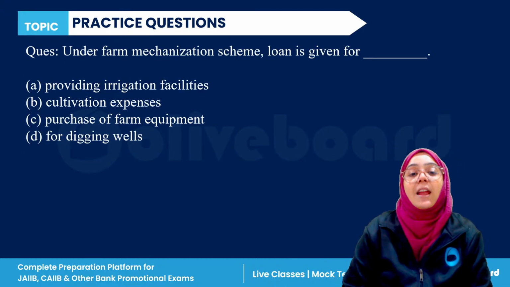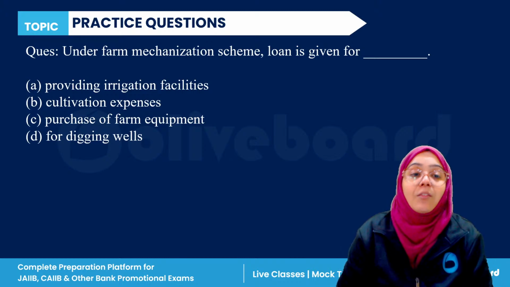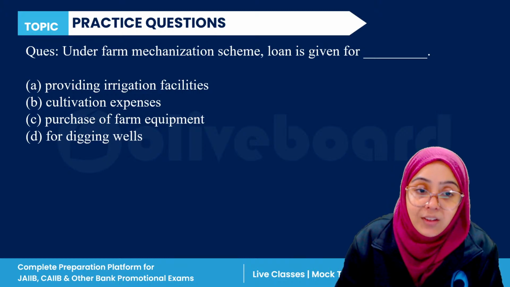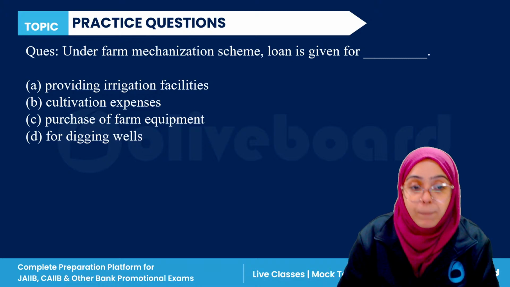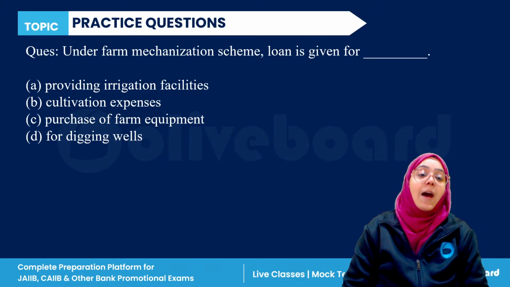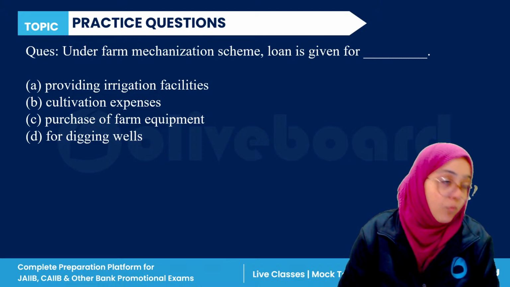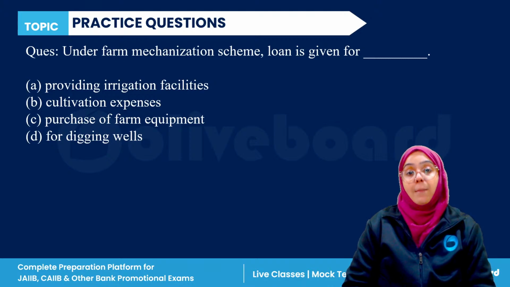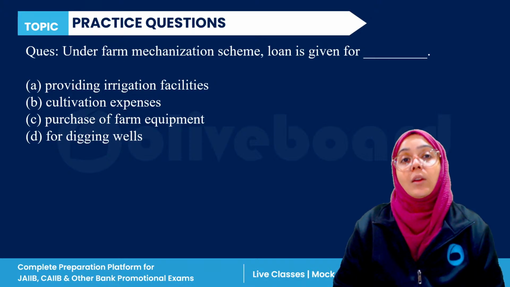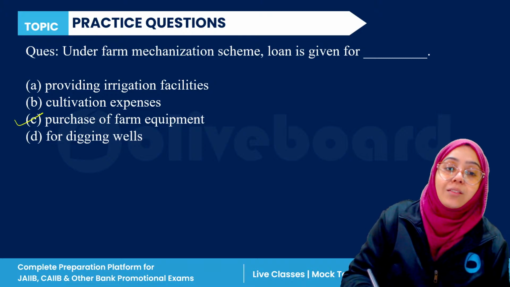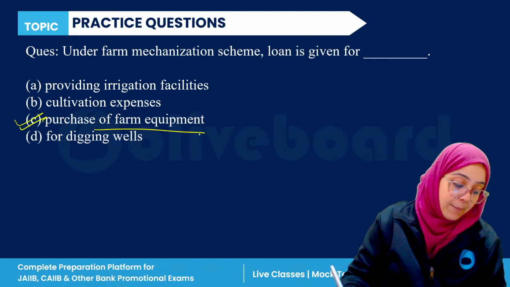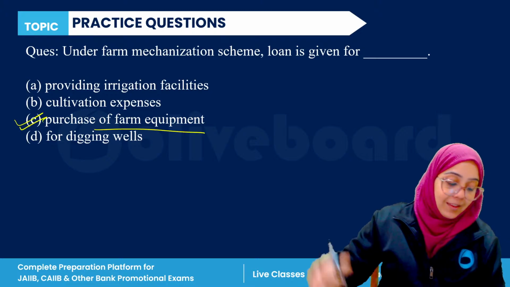Next question. Farm mechanization scheme. The loan is given for providing irrigation facility, cultivation expenses, purchase of the farm equipments, or for digging wells. Under the farm mechanization scheme, the loan is given for what? Under the farm mechanization scheme, the loan is given for the purchasing of the farm equipment. Yes, C is the correct answer.